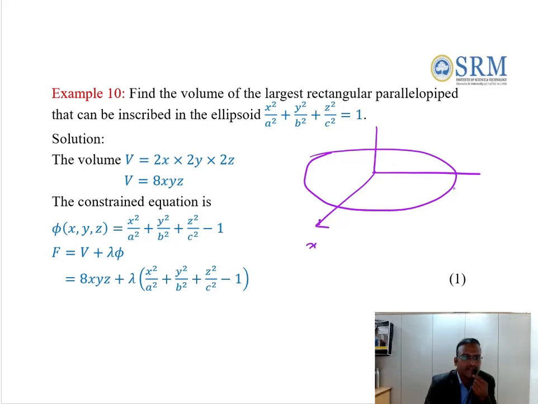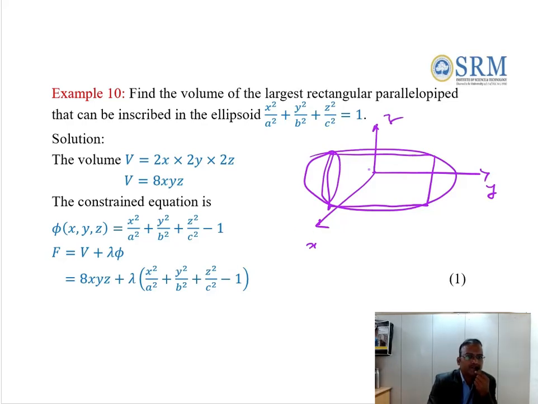This is the x-axis, this is the y-axis, and this is the z-axis. Inside this, we are going to find the largest rectangular parallelepiped which is sitting inside this ellipsoid. Okay, so what is the volume?